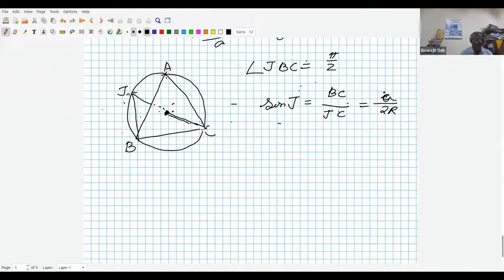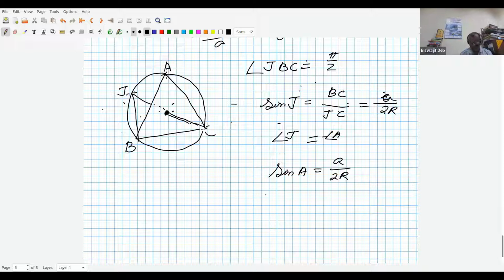How are the angles J and A related? What is the relation between angle J and A? They are over the same chord, on the same side of the circle, so they are going to be equal. Therefore, what we can finally write is that sine of A is equal to a by 2r.